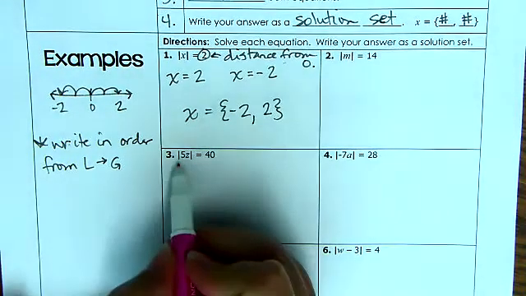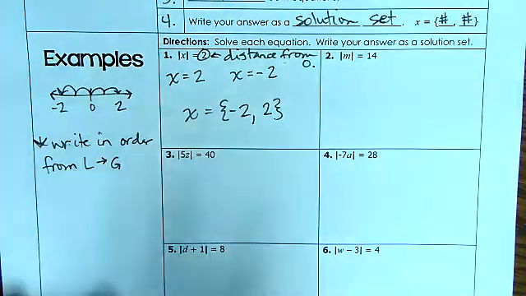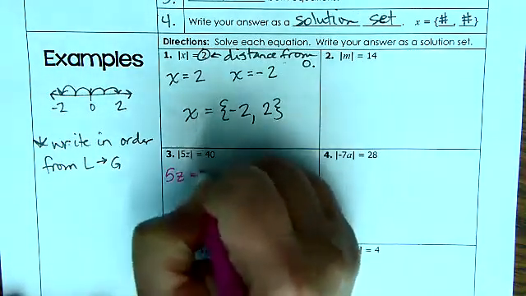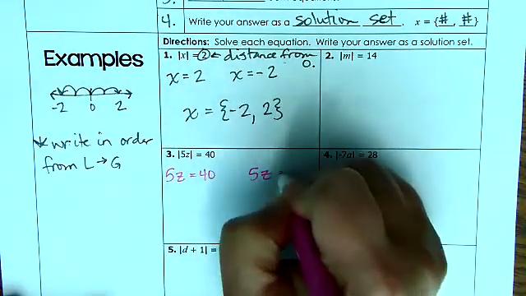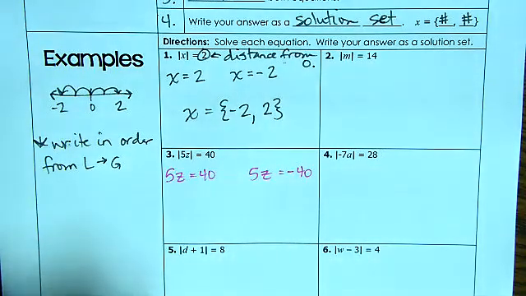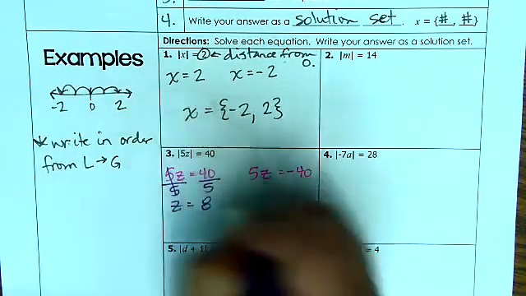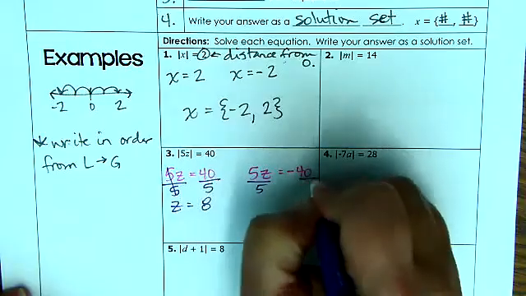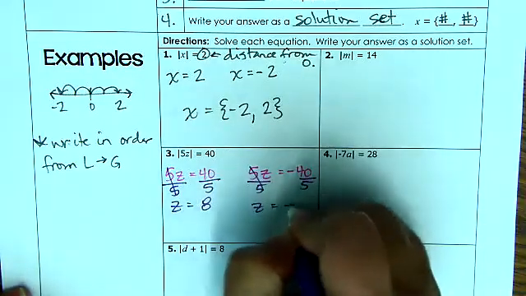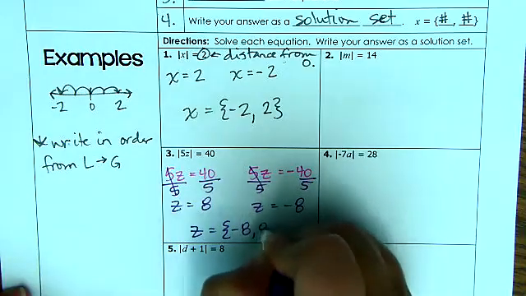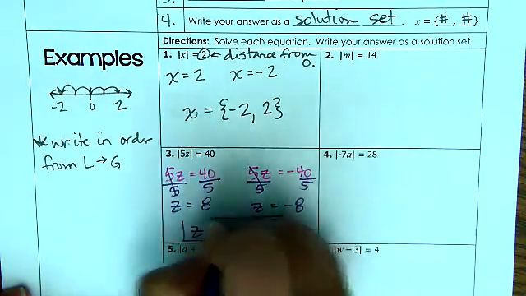Okay, here we go. Well, I first look to see, is the absolute value symbol the only thing on this side? Yes. So now I set equal to positive and negative scenario. So I have 5z equals 40, 5z equals negative 40. And now I solve each one. So I'm going to divide by 5 on both sides. This cancels and I end up with z equals 8. Divide by 5 here on each side. These cancel and I have z equals negative 8. And my answer is going to be z equals {negative 8, positive 8}, and I box my answer.